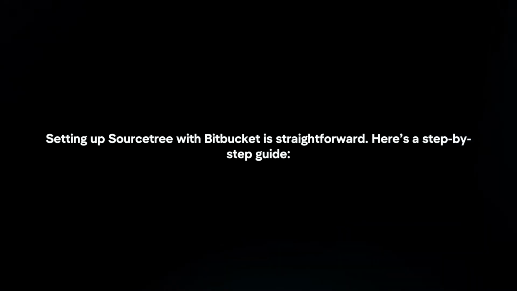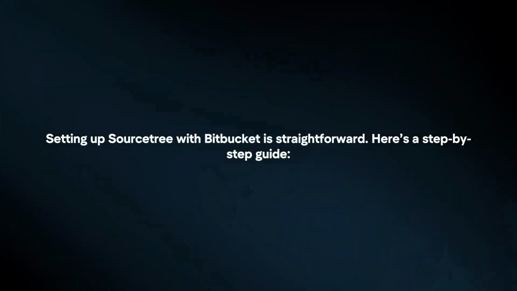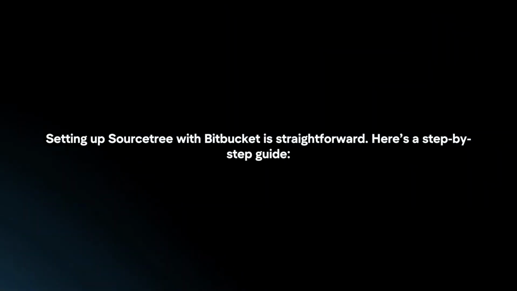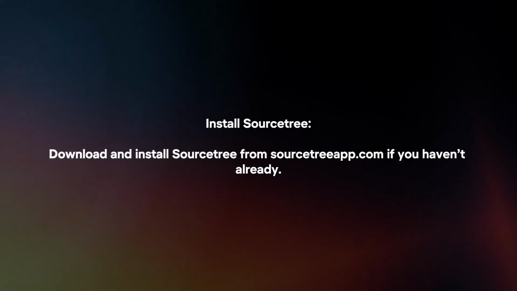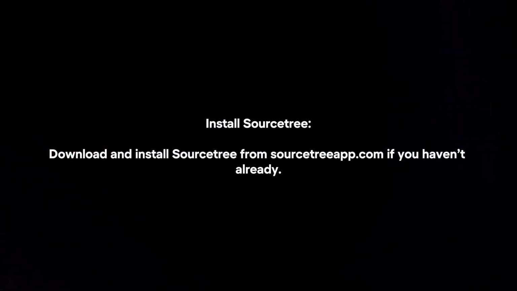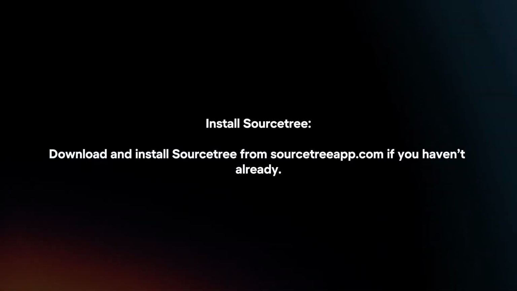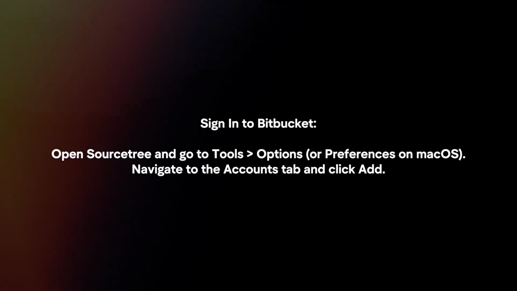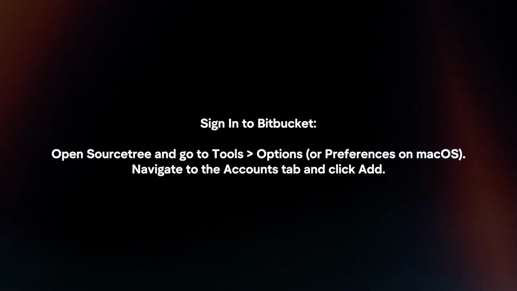Setting up Sourcetree with Bitbucket is straightforward. Here's a step-by-step guide. Install Sourcetree. Download and install Sourcetree from sourcetreeapp.com if you haven't already. Sign into Bitbucket. Open Sourcetree and go to Tools Options.